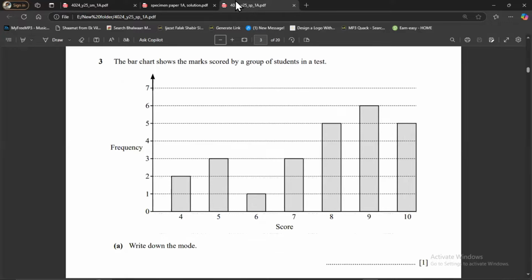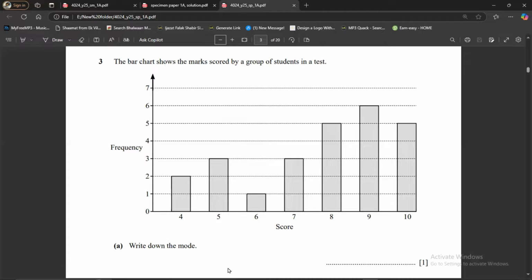That is question number 3. The bar chart shows the marks scored by a group of students in a test. The marks are 4, 5, 6, 7, 8, 9 and 10. On the y-axis we have the frequencies. 4 marks are obtained by 2 students, 5 marks by 3 students, 6 marks by 1 student, 7 marks by 3 students, 8 marks by 5 students, 9 marks by 6 students, and 10 marks by 5 students.